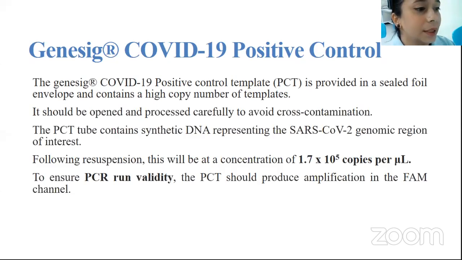The PCT tube contains synthetic DNA, which represents the SARS-CoV-2 genomic region of interest. Following the resuspension of the PCT, the concentration of the PCT in the vial will be 1.7 x 10^5 copies per microliter, which is a very high concentration actually. That's why you have to be careful. It ensures the PCR run validity. The PCT should produce amplification in the FAM channel.